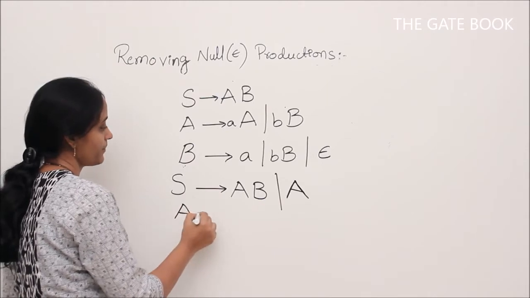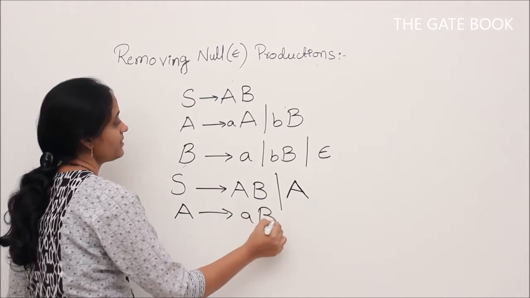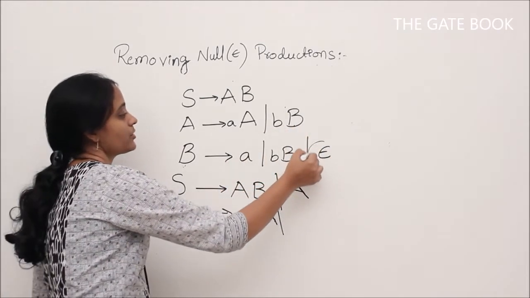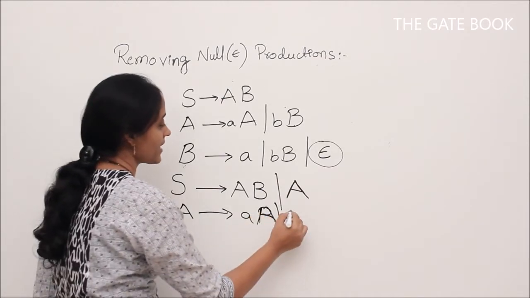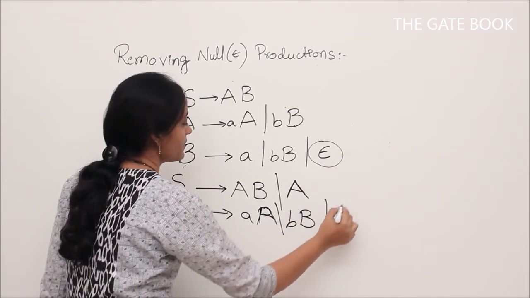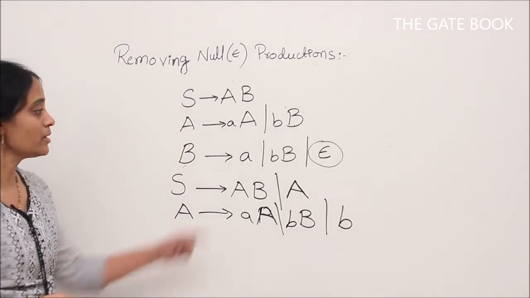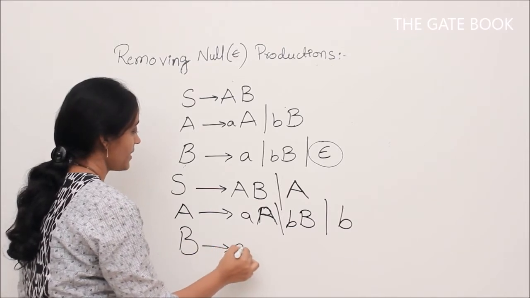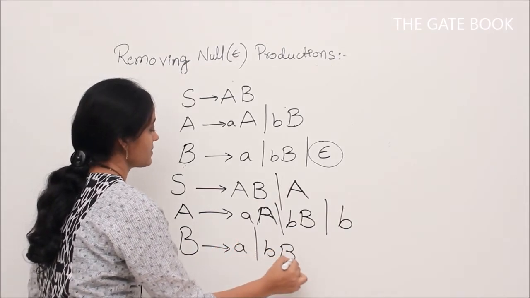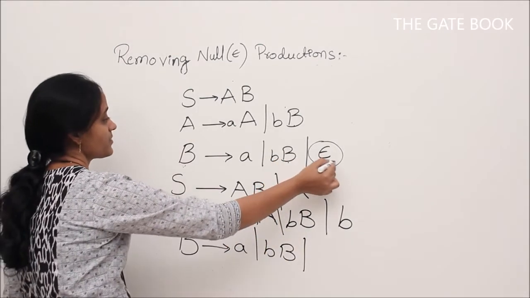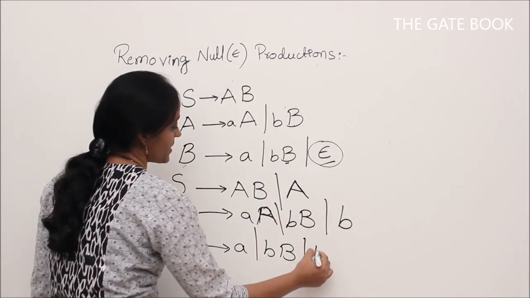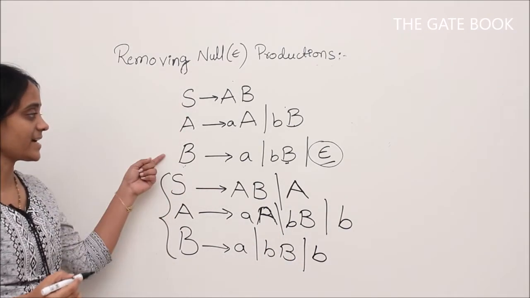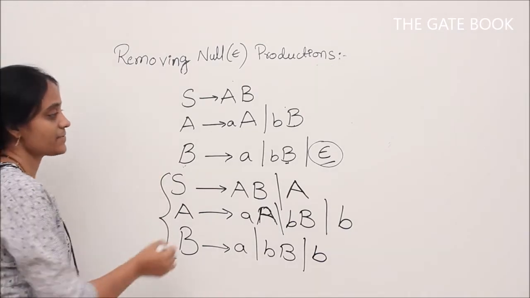Similarly, what about A? A also has a production AA followed by BB, which has B, right? But now we want to remove this production, so we should again rewrite BB and B, because we want to remove this B derives epsilon completely. Similarly for B, A or BB, and because we want to remove, we should substitute epsilon in place of B and we should add one more production. So this is the new grammar which generates same language as this but without epsilon productions.